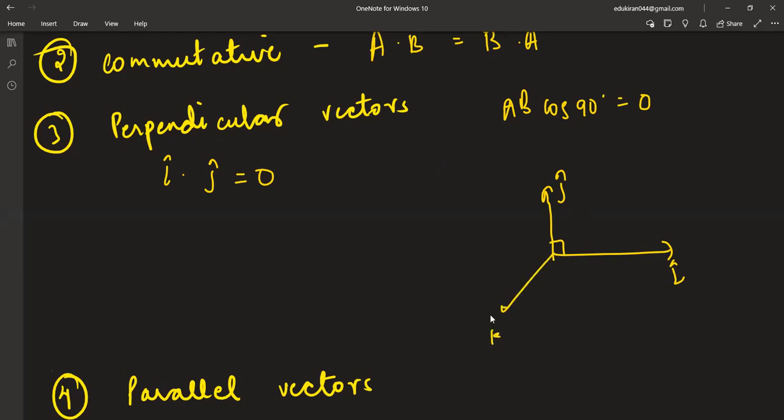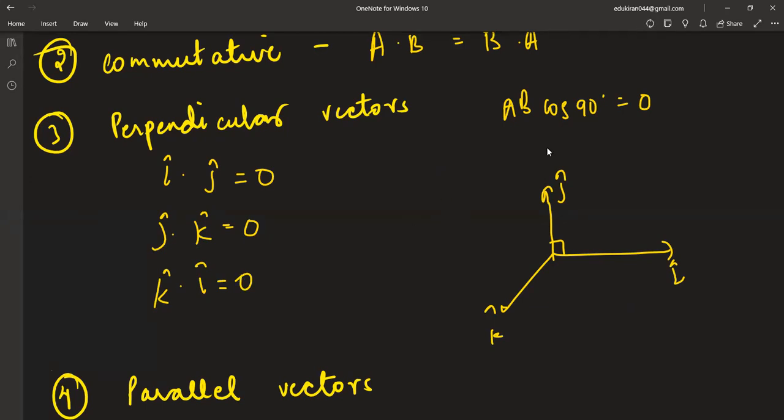Similarly, let's talk about j and k. So j cap dot k cap will be 0. Like you can take k cap dot i cap, this will also be 0. So for perpendicular vectors, the dot product will be 0.